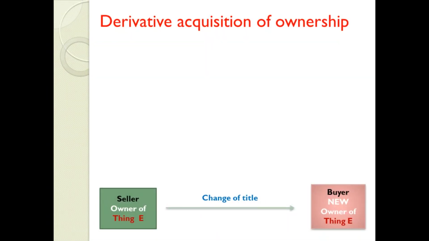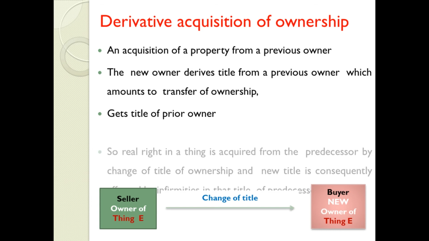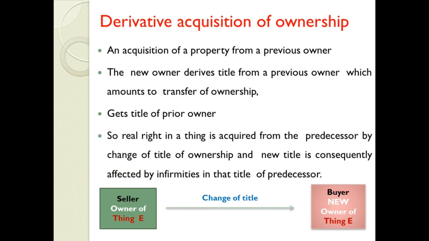Derivative acquisition of ownership. That is another way of acquiring ownership. It is an acquisition of a property from a previous owner. The new owner derives title from a previous owner, which amounts to transfer of ownership. There is transferring of ownership under derivative ways of acquiring ownership. So one gets title of the prior owner. And the real right in a thing is acquired from the predecessor by change of title of ownership.